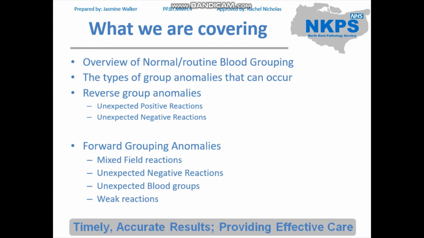What we're going to be covering is an overview of normal routine blood grouping. It's going to be very quick because there's going to be a different presentation on blood grouping. If you're not 100% confident with routine blood grouping, I do not recommend this presentation for you. It's more in depth and it could become confusing. We're then going to go through the types of grouping anomalies that can occur, and this is going to include reverse grouping anomalies and forward grouping anomalies.